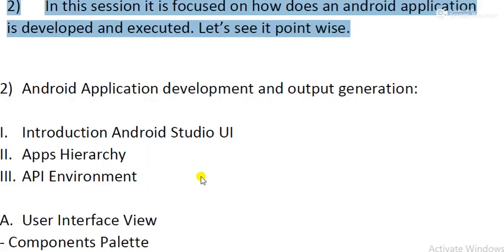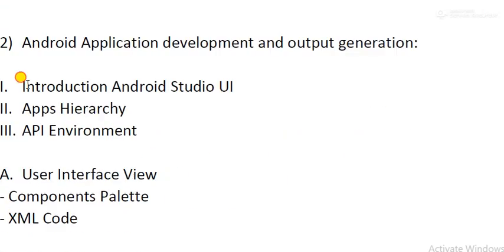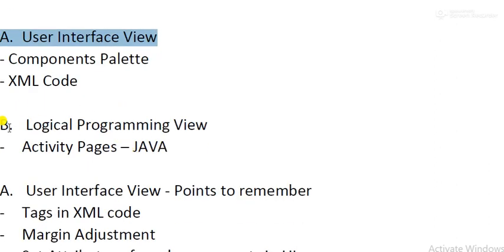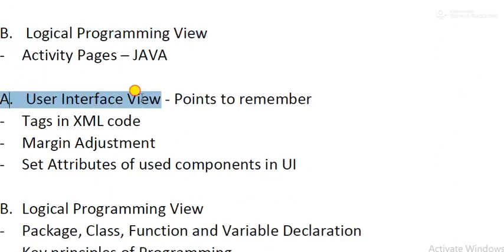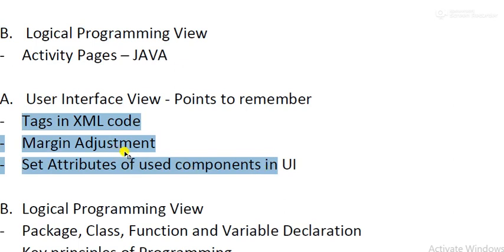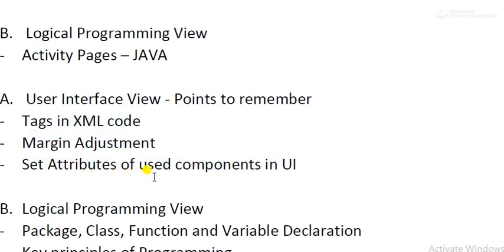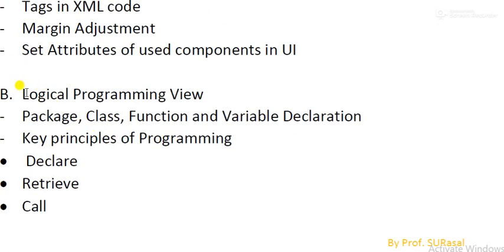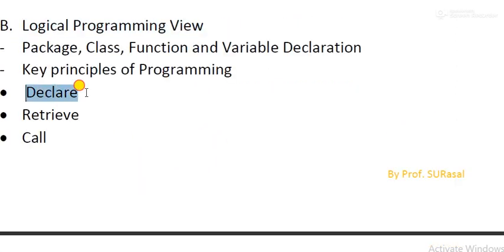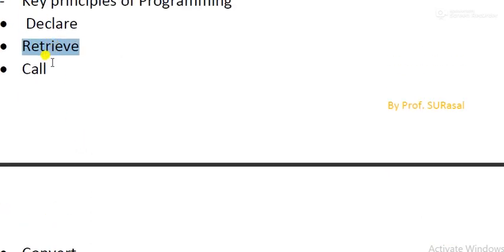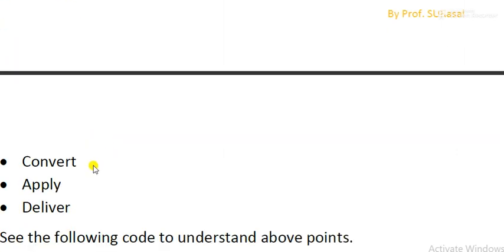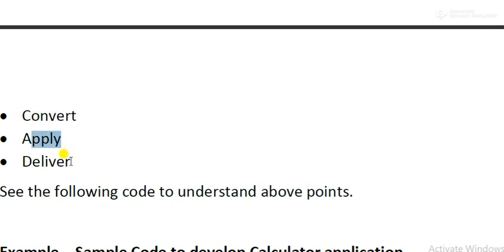Like, Android Studio includes what major components. Here: introduction to the user interface, app hierarchy, what the API environment is, what the user interface view is, and what the logical programming view is. You may remember I have already explained what tags are in XML code, what a margin is, how to adjust margins, and how to set attributes of the components used in the user interface. Then a very important thing in the logical programming view: you should remember some points, like how to declare anything in your code, how to retrieve values, how to call a particular syntax, statement or function, how to convert, how to apply, how to deliver, and so on.